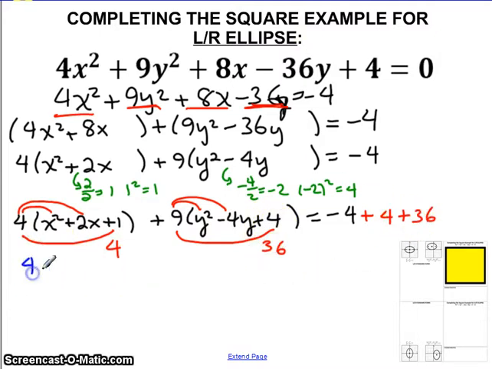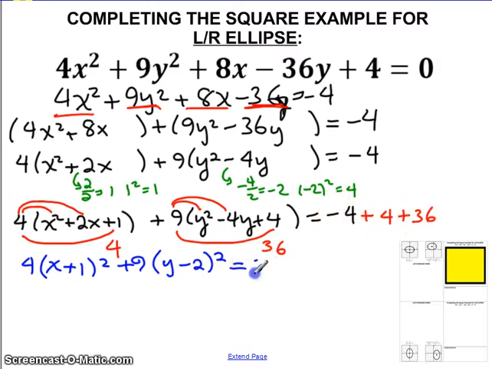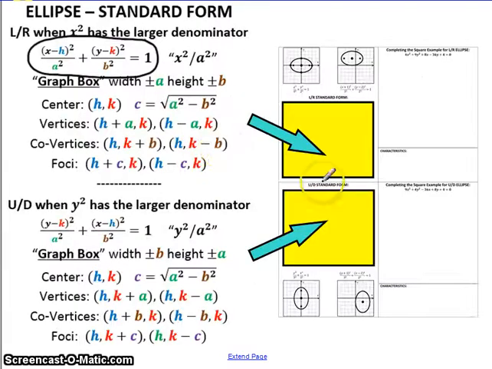All right, so continuing now, we're going to have 4. We know that this is going to collapse down to (x plus 1) squared. We have 9 times (y minus 2) squared. And then we have on this side, negative 4 plus 4 is 0 plus 36 gives us 36. Now remember, we want to get this into a form where we have these fractions like this equal to 1.